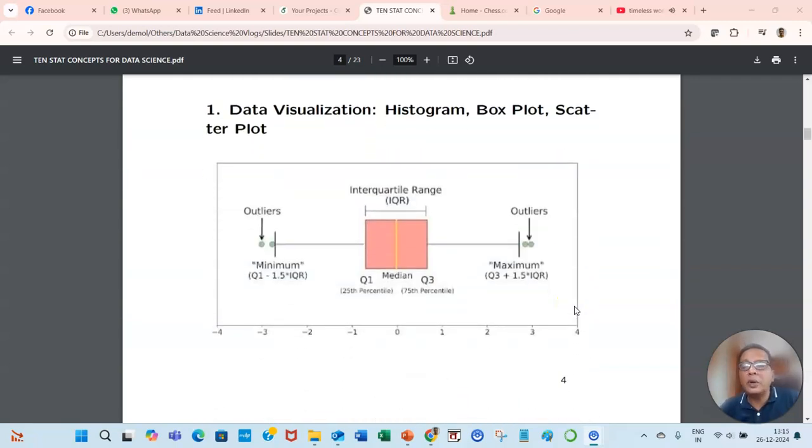Then comes the box plot. That's also a summarization of a variable. We have Q1, the 25th percentile, and here we have Q3, the 75th percentile. In the middle we have the median. These are based on the median and the percentiles, so these are quite robust. Then we have the interquartile range, which is Q3 minus Q1. Q1 minus 1.5 times the interquartile range is the minimum, and Q3 plus 1.5 times the interquartile range is the maximum, and outside that we have outliers. So this is a picturization of a variable.